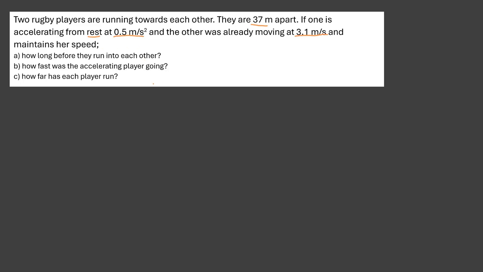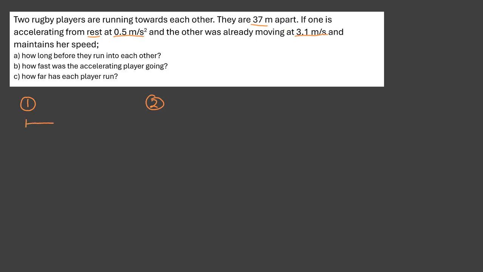So before we go through what the question is asking us, I'd just like to highlight that there's a lot of key pieces of information that we've got to extract from this problem, right? And I think the first step we should do here is just draw out a diagram to get a better understanding. So let's call this our player 1. We can consider this person to be the one who starts from rest and then accelerates at 0.5 meters per second squared. And then the other one we can call player 2, and just say that they're the one who's moving at 3.1 meters per second and maintains that speed.